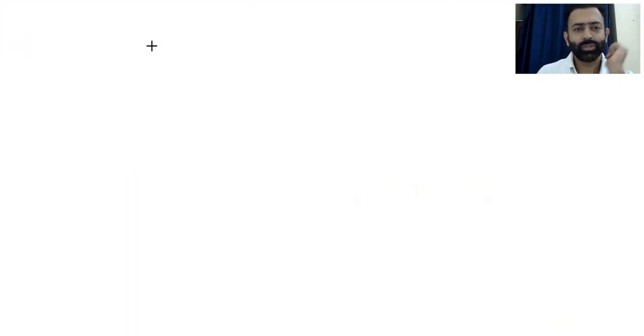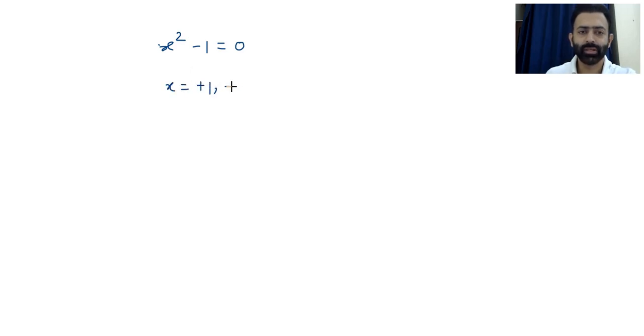Suppose I give you an equation x square minus 1 is equal to 0. This equation has 2 degrees, right? So you will get two solutions. One is plus 1 and one is minus 1. So x is plus 1 and x is minus 1, right? But if I give you the equation x square plus 1 equal to 0, this is also a second degree equation, but you won't find any real solution for this.